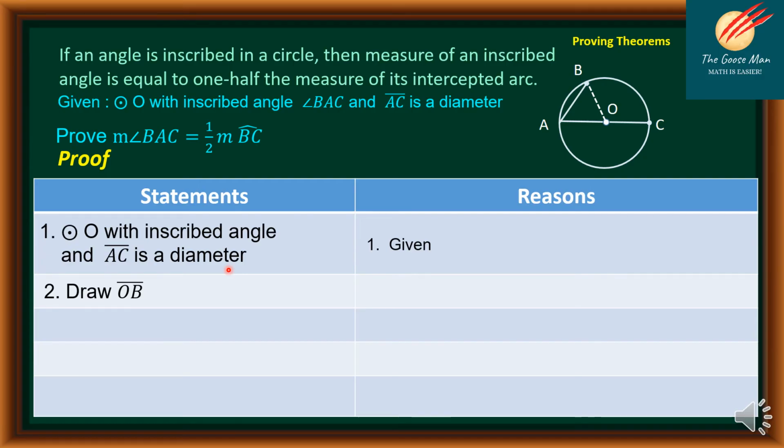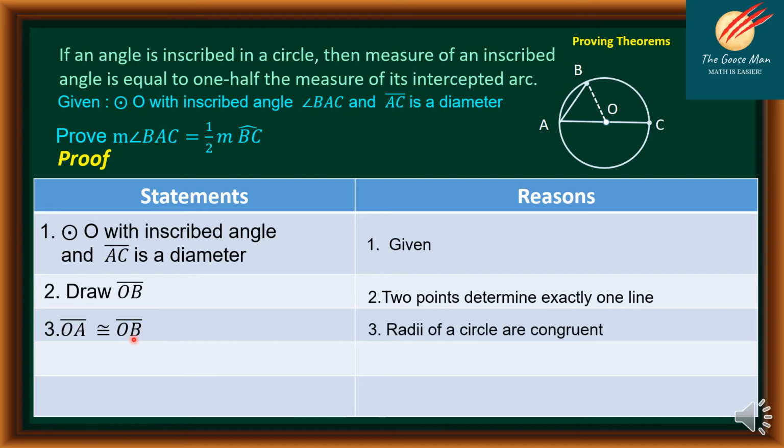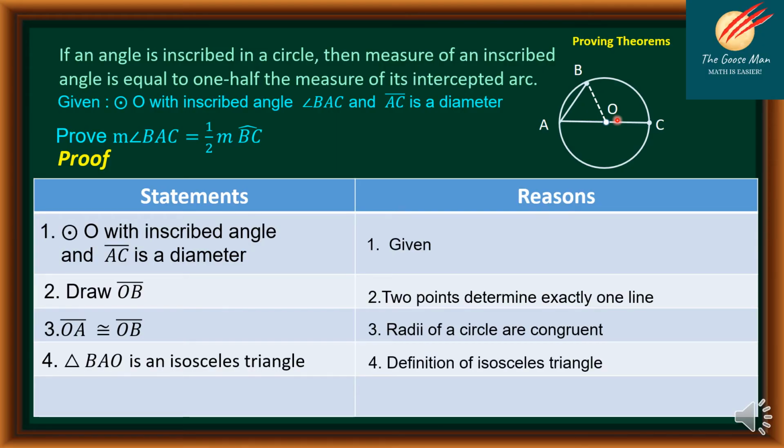Next, number 2, we would like to draw line segment OB. The reason is two points determine exactly one line. And number 3, we can say that line segment OA is congruent to line segment OB. The reason is the radii of a circle are congruent. Number 4, triangle BAO is an isosceles triangle, because of the definition of isosceles triangle. And number 5, angle BAC is congruent to angle OBA. For our reason, we will use the isosceles triangle theorem.